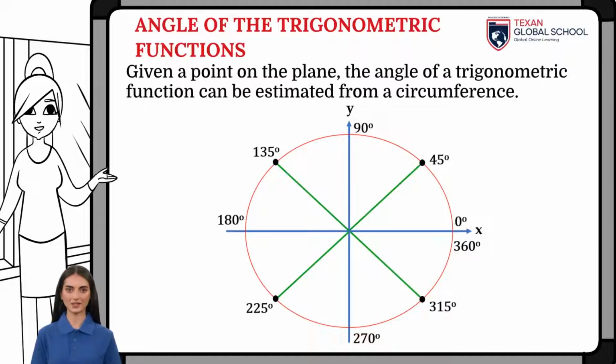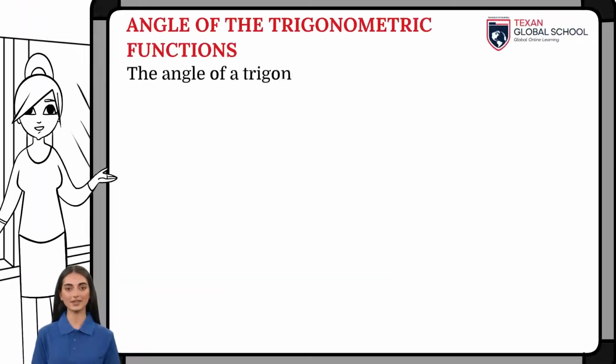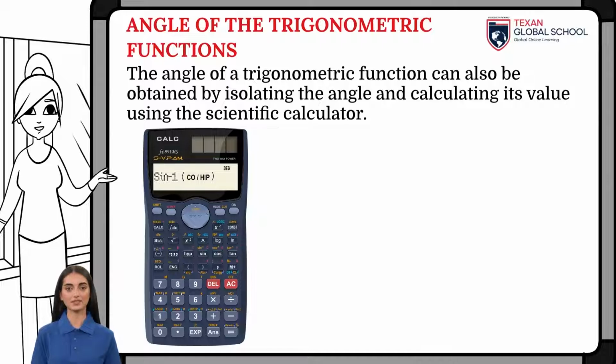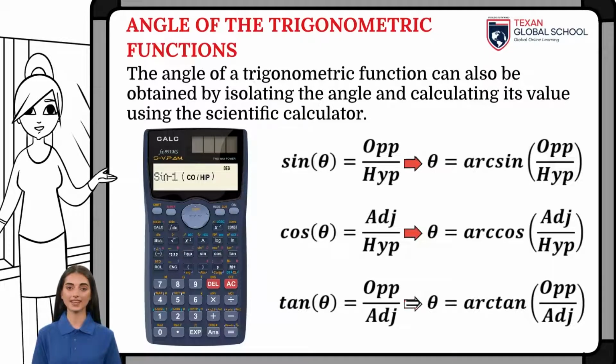We can see that with a counterclockwise direction, the degrees start at 0, 45, 90, 135, 180, and up to 360. However, the angle of a trigonometric function, given at least 2 sides, can also be calculated by isolating the angle and calculating its value using the scientific calculator. Using a scientific calculator, the value of an angle can only be calculated with the sine, cosine, and tangent functions. To isolate the angle, we must use the inverse function called arcsine, arccosine, and arctangent, respectively.